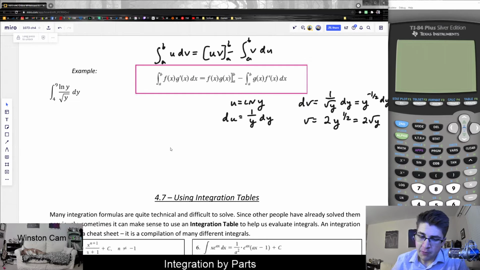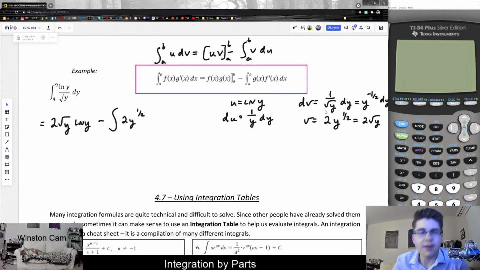So again, my original integral was u dv, and that should always be equal to u times v. So basically I'd have this times this. I'll write that as 2 times the square root of y ln of y. So uv minus the integral of v du. And for v, this time I'll write it as y to the 1/2 power, because it'll be easier to integrate in that form. And then it's going to be v times du, so that would be v times 1 over y dy.